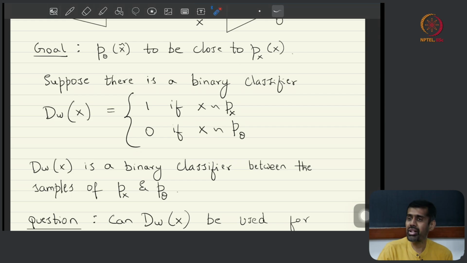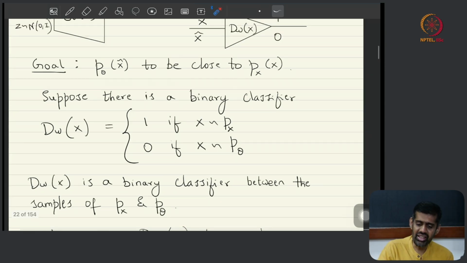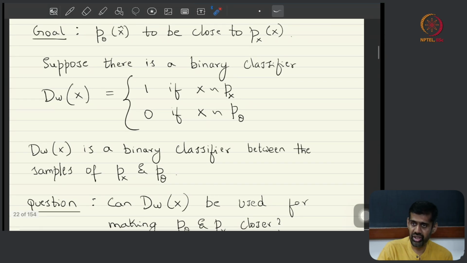Right. So every binary classifier can be seen as a discriminator between two distributions. What two distributions? We have seen that in the previous course. P of y given x is what a binary classifier does. P of y equal to 1 given x is one distribution, p of y equal to 0 given x is the other distribution. Now suppose we have a binary classifier that would output 1 if the input is coming from distribution px, and it outputs 0 if it is coming from p theta.